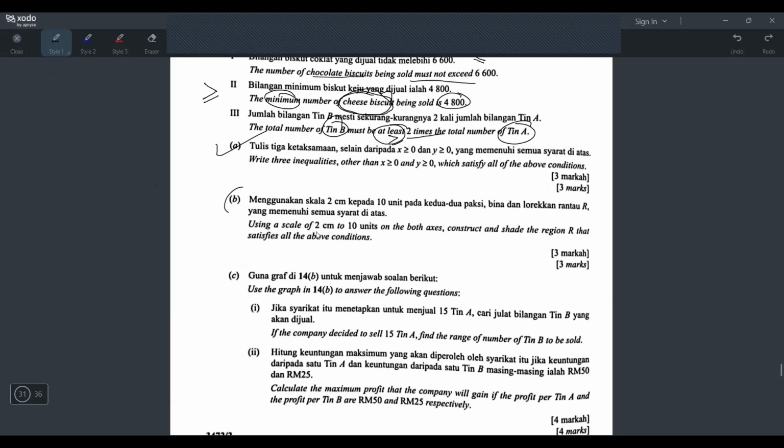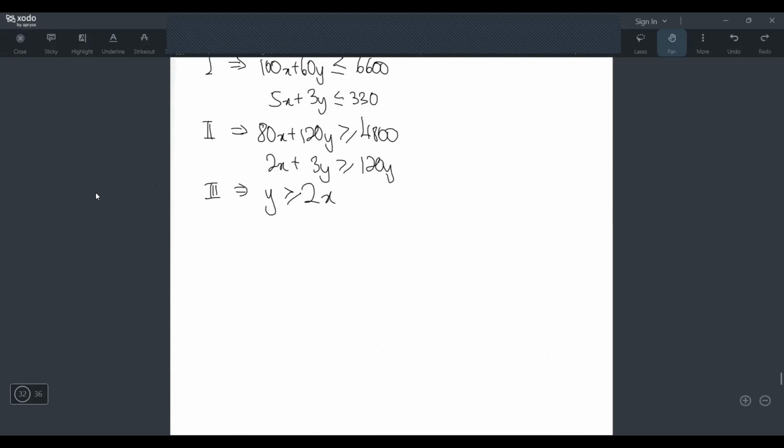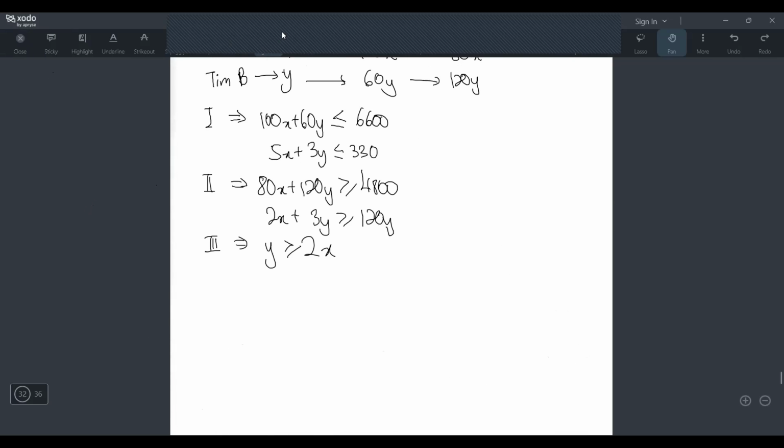Now we do B. Using a scale of 2 cm to 10 on both axes, construct and shade the region R that satisfy all the above conditions. In this chapter, all your points will be positive. Okay, because x is number of tin, y is number of tin, so everything will be positive, right? So when you do B later, your graph, the origin will be at the bottom left, right? Because every point will be positive. But you need to find the point first. If you don't find the point, how are you supposed to draw the graph?